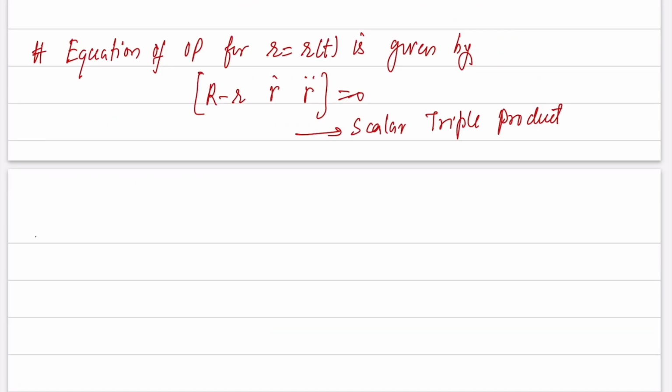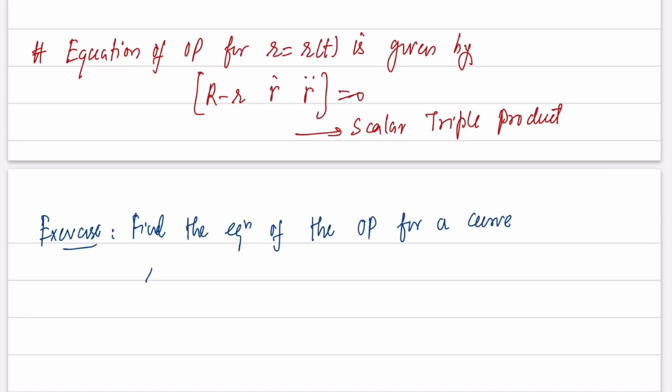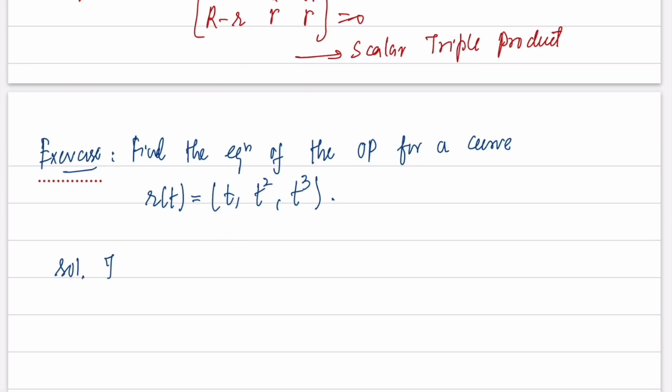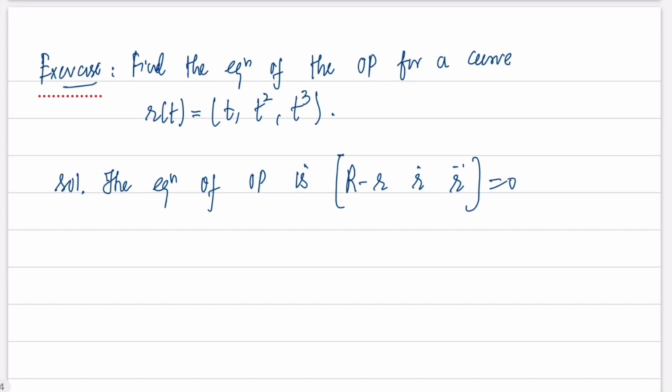Now let's take an exercise. Find the equation of the osculating plane for a curve r of t that has its three coordinates as t, t square, t cube. In the solution, we know the equation of the osculating plane is the scalar triple product of R minus r, r dot, r double dot equal to 0. Now, as r is given as t, t square and t cube, we have r dot equal to 1, 2t, 3t square. The derivative is taken for all three coordinates.